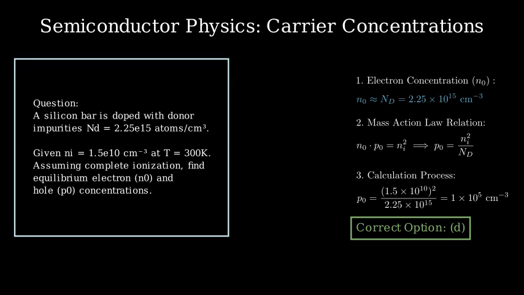Subtracting the exponents leaves us with 10 to the power of 5. Thus, our final hole concentration is exactly 1 times 10 to the power of 5 per cubic centimeter. This confirms that option D is the correct answer for this examination problem. Notice how the majority carrier concentration remains massively higher than the minority carrier concentration.